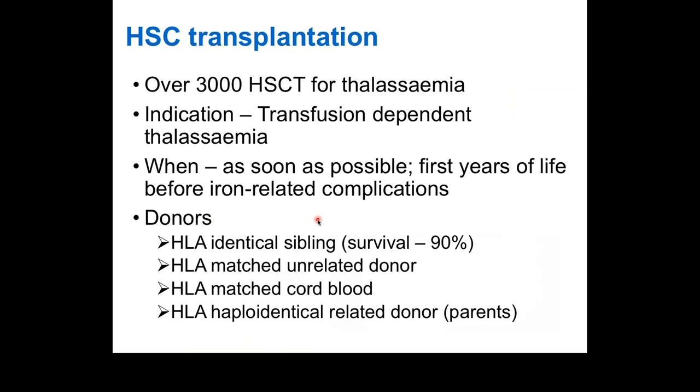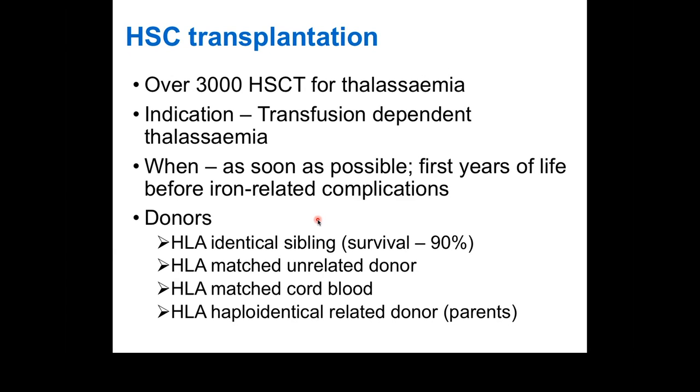Bone marrow transplantation or hematopoietic stem cell transplantation is the only curative treatment option available for beta thalassemia, and more than 3,000 bone marrow transplantations for thalassemia have been performed in the world. And in Sri Lanka, we have recently started bone marrow transplantations in the private sector. The indication for hematopoietic stem cell transplantation in thalassemia is transfusion-dependent thalassemia. It has to be done as early as possible when it is feasible, during the first few years of life before iron-related complications appear.